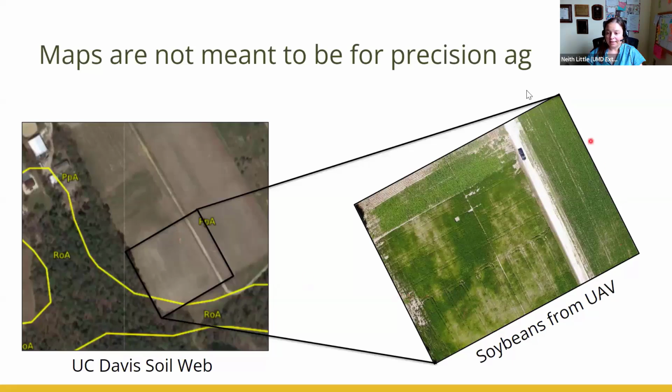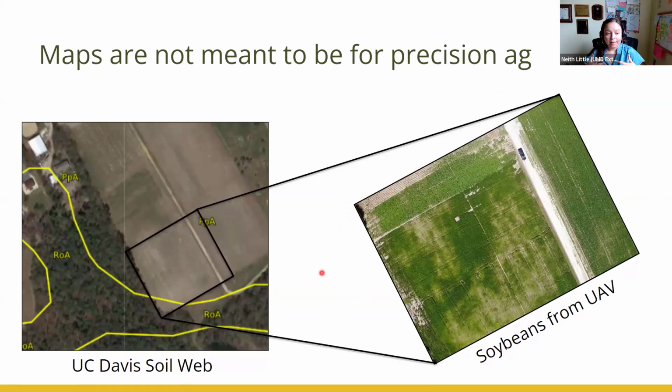And here is a picture of the soybeans in that field using an unmanned aerial vehicle or a drone. And you can see that there are some yield differences and some things going on in that field that don't show up in the Web Soil Survey. So the granularity of the data is not as precise or as small as you would need to do precision agriculture, but it's a really good place to start in learning about your soil.